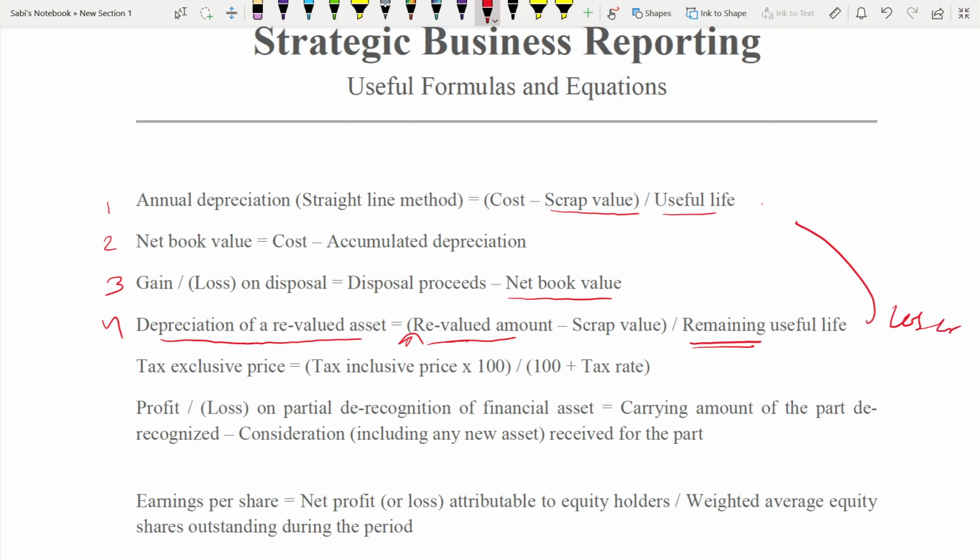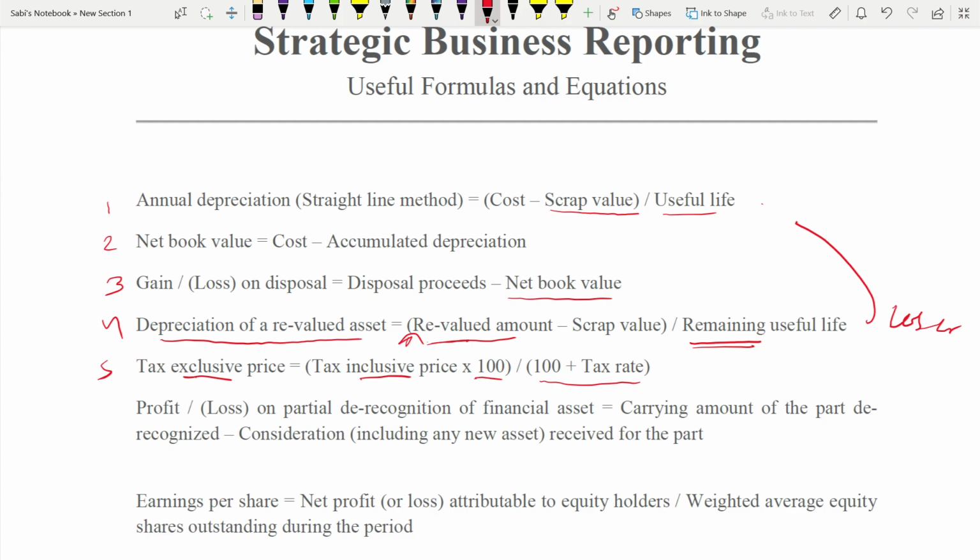Now, fifth, tax exclusive price. So in order to find the tax exclusive price, you want to take the tax out of that price. They might give a price where tax is also there. So you want to exclude it. So how do you find out? Tax inclusive price into 100, divide by 100 plus the tax rate. Let's say the tax rate is 5%. Okay, so it will be divided by 105, because you want to take the impact of the tax out, because tax is already included, right? So it will be divided by 100 plus 5% tax, not 100.